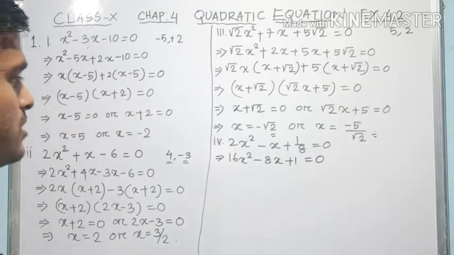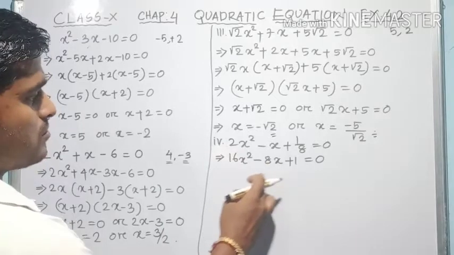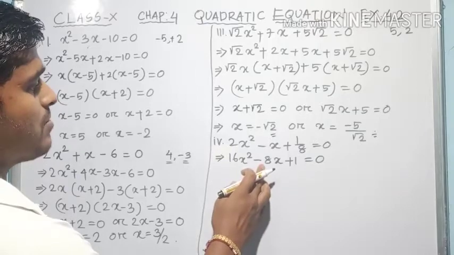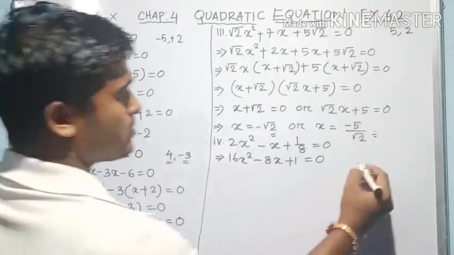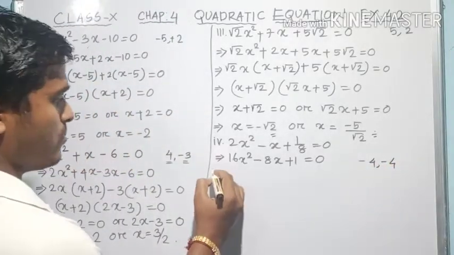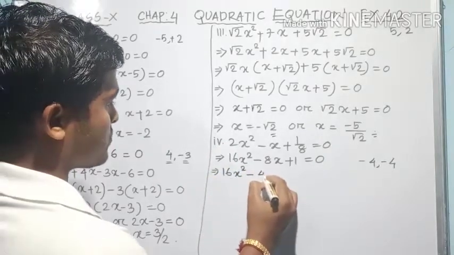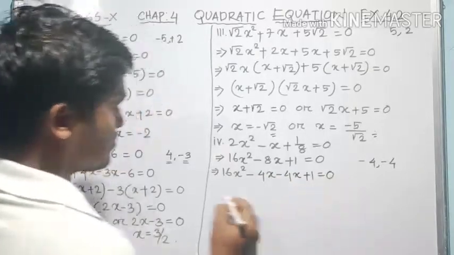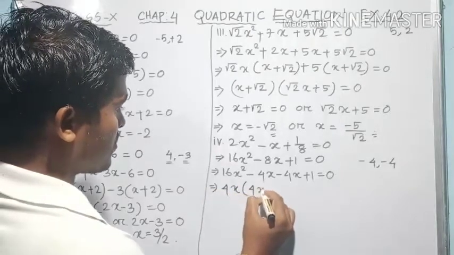So now if you see, we have to find two integers such that their sum will be minus 8 and their product will be 16. So the two possible integers are minus 4, minus 4. So 16x square minus 4x minus 4x plus 1 is equal to 0. If you take 4x common, here will be 4x minus 1.